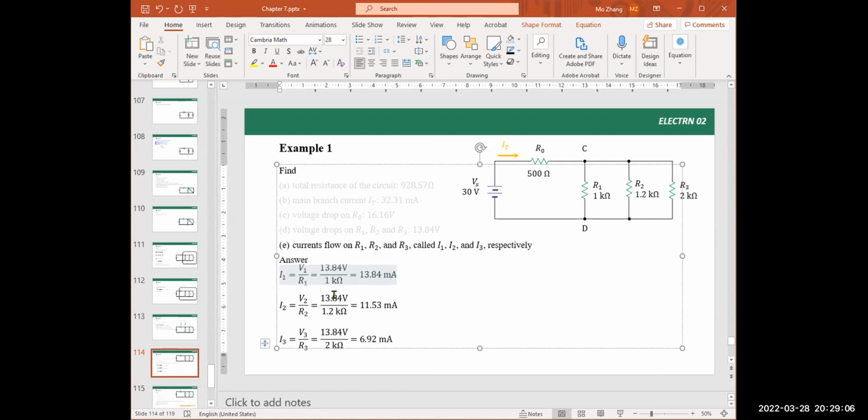And then use the same voltage, 13.84 volt divided by 1.2 kilo ohm. So voltage over resistance, the current is 11.53 milliamps. Similarly, voltage 13.84 volt over 2 kilo ohm is 6.92 milliamps. That's the current flows in the last branch, the R3 branch.